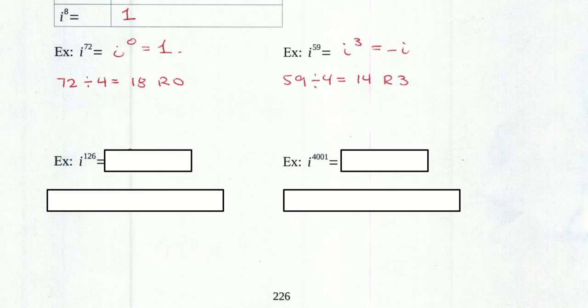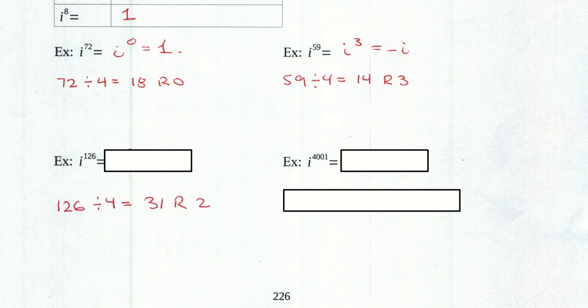Two more examples, same kind of thing. I'm going to take that 126, and I'm going to divide it by 4. I learn that I go around 31 times, and then 2 more. And it's the 2 more that I'm interested in. So that will tell me that this i to the 126th is the same thing as i squared, which is, by definition, -1. So we're doing really good.